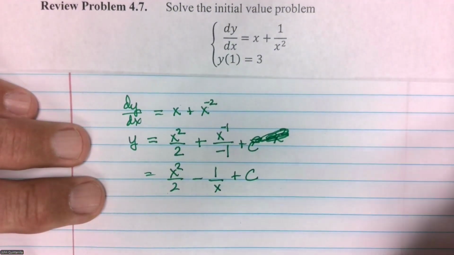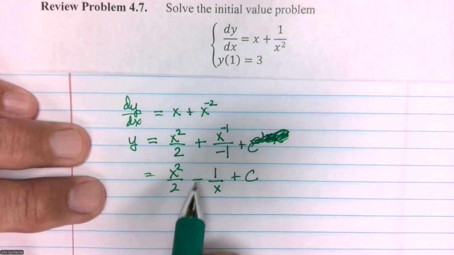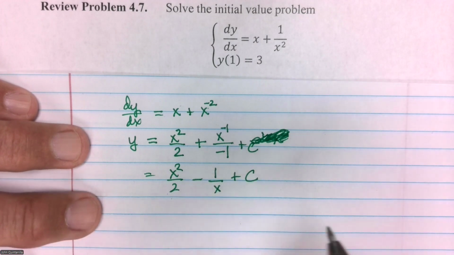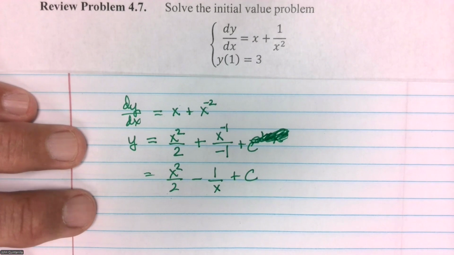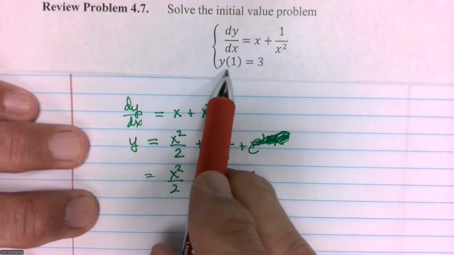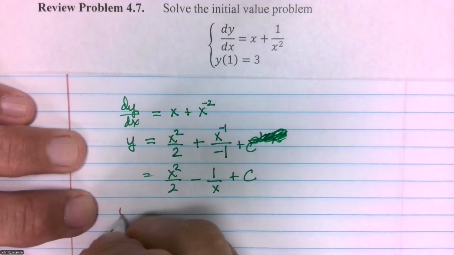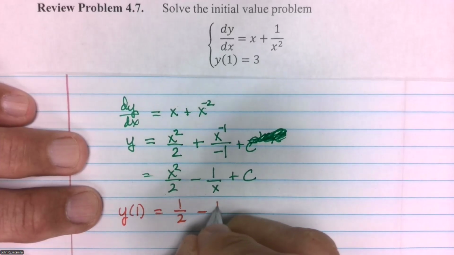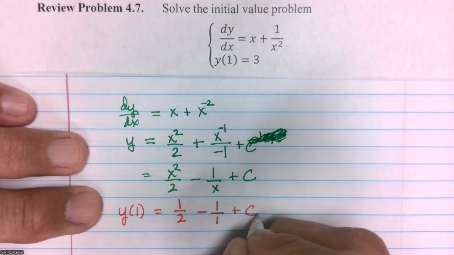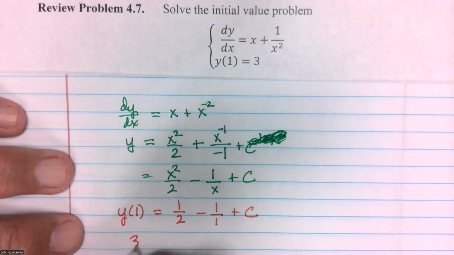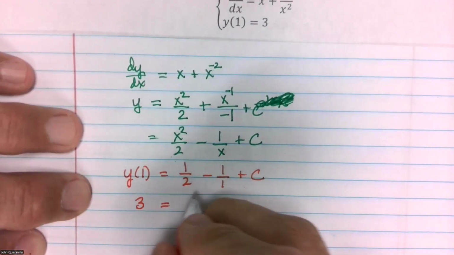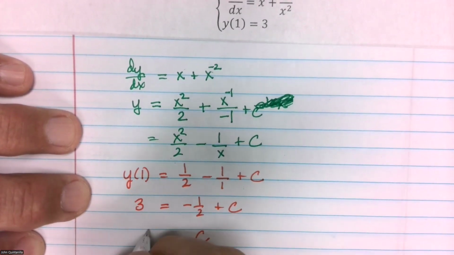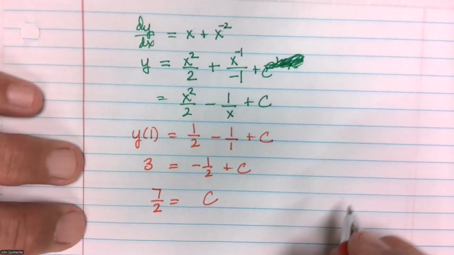That gives me the general solution here. So x squared over 2 minus 1 over x, and then plus some constant to be determined. Now, how do I determine the constant? I determine the constant by the second line. So y of 1 is supposed to be equal to 1 over 2 minus 1 over 1 plus c. So I have that 3 is equal to minus a half plus c. And so c is equal to 7 halves.